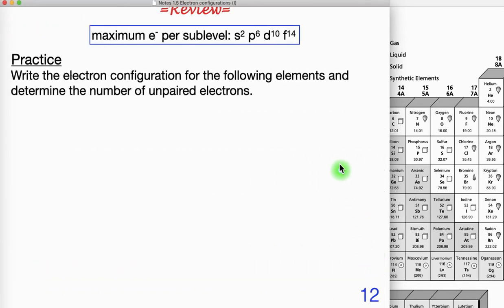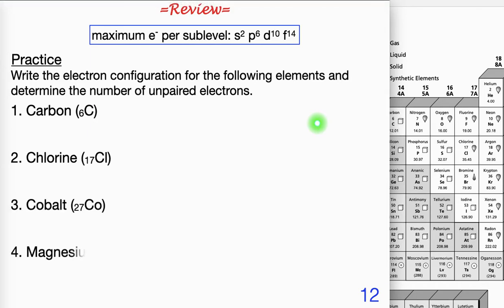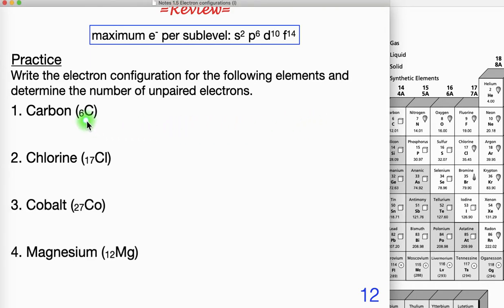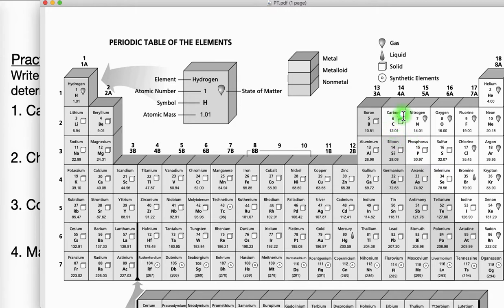Write the electron configuration for the following elements and determine the number of unpaired electrons. So we'll look at these 4 elements. Carbon is atomic number 6, and so it's right here. And so it belongs to the 2p block. So this is 2p1, 2p2.